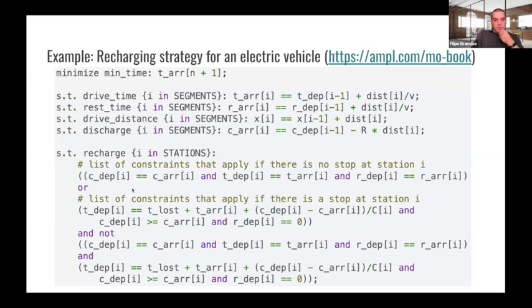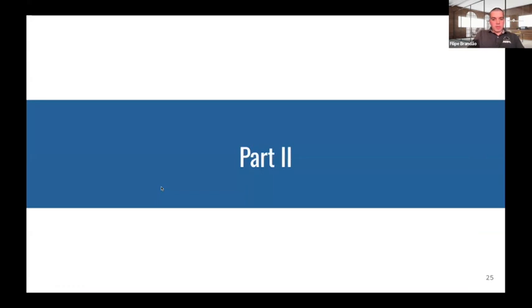With AMPL, you don't need to worry about that. And in particular, different solvers have different ways to receive this. In some cases, you can use indicators. In some cases, you need to use big M. So there are different approaches that work best with different solvers. And we take that into consideration so that you don't need to do that yourself. And now let's go to part 2.